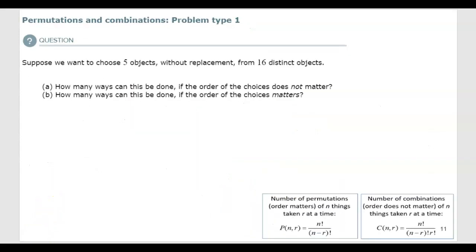Okay, I want you guys to take a second to read these on your own. I want you to think, what is my N and what is my R? How many do I have and how many am I choosing? So I have 16 objects. I'm choosing 4 or 5. This first one is choice does not matter, or order does not matter.